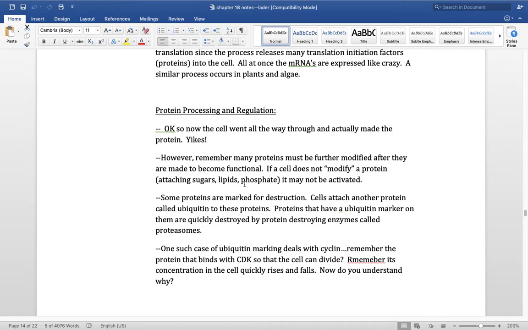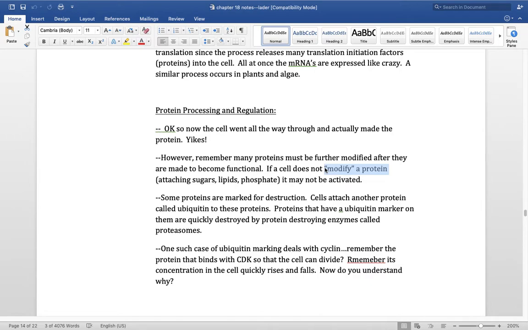Can I regulate after I translate? Absolutely. I can modify the protein. So one thing we do is we modify proteins. We make the protein and then other organelles, such as the Golgi, that's a big one, might attach sugars to it, in the case of a glycoprotein. So does the smooth endoplasmic reticulum. Those are heavy organelles to modify made proteins.